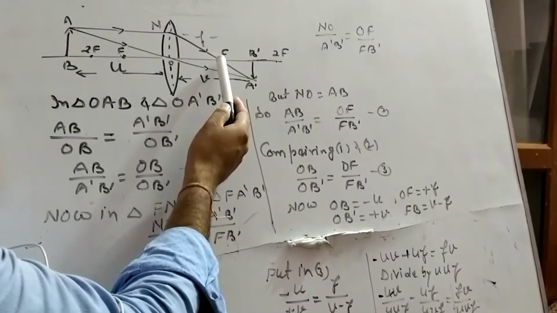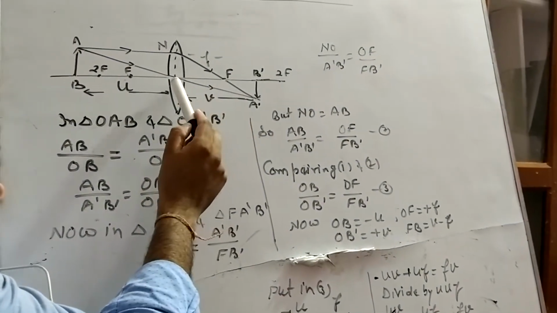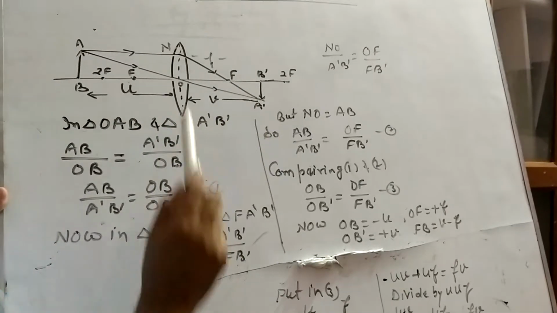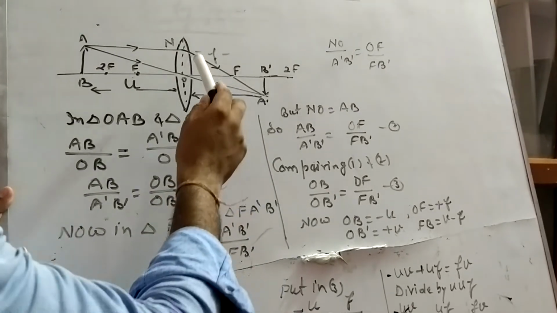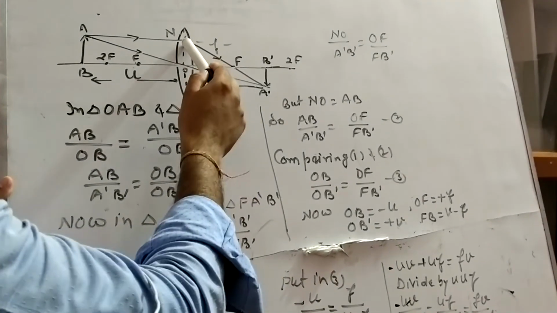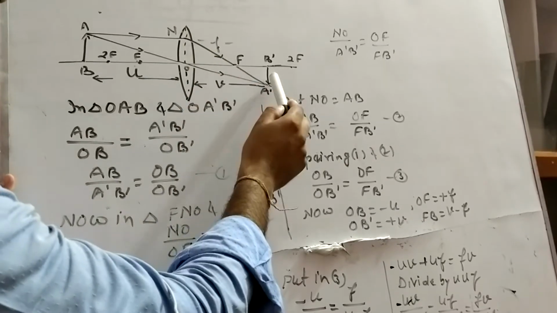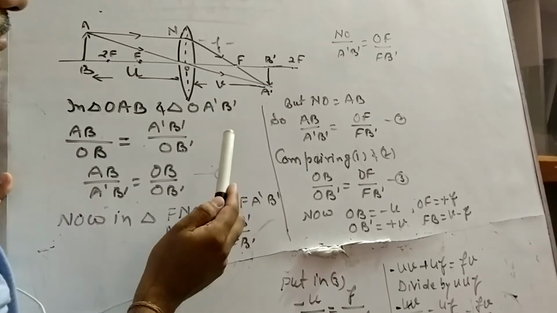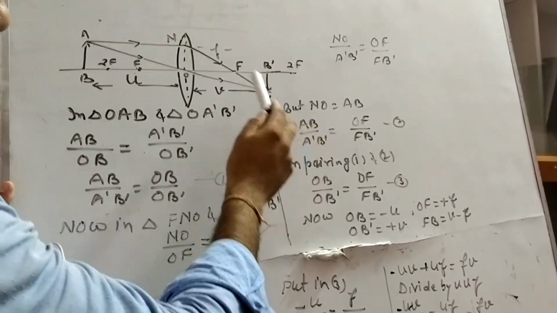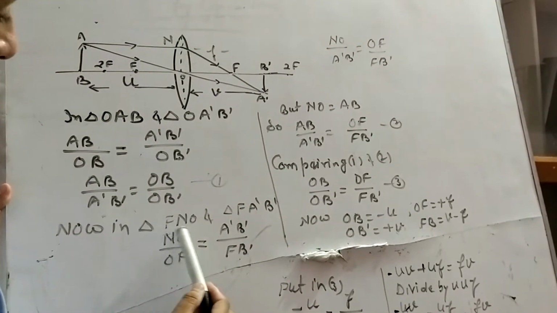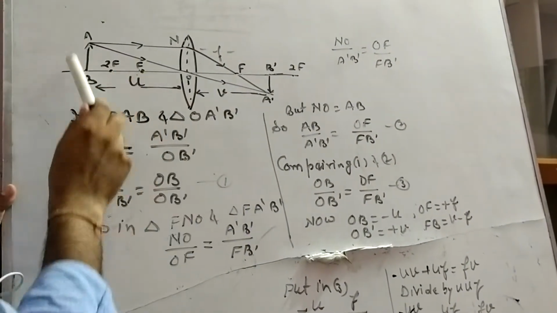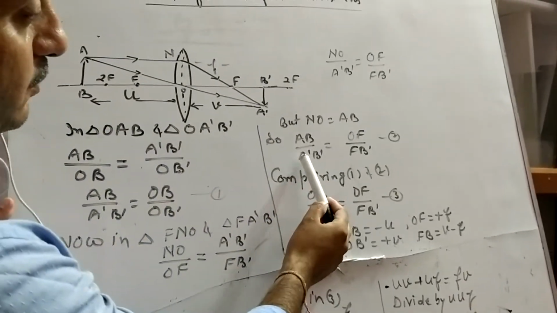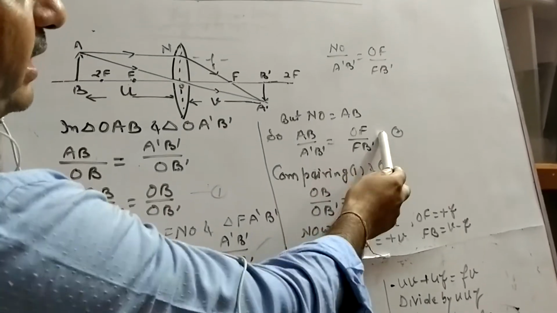And we can also take from the diagram in triangle F and O and triangle F A dash B dash. In these two triangles, we can again use perpendicular upon base. So ON upon A dash B dash is equal to OF upon FB dash. But NO is also equal to AB. So AB upon A dash B dash is equal to OF upon FB dash.